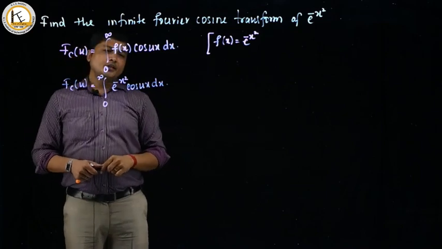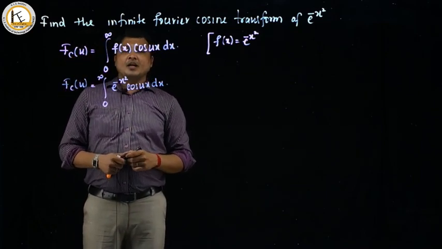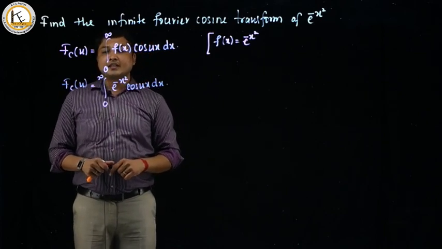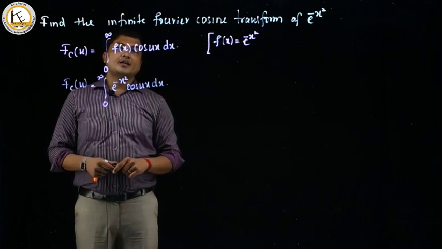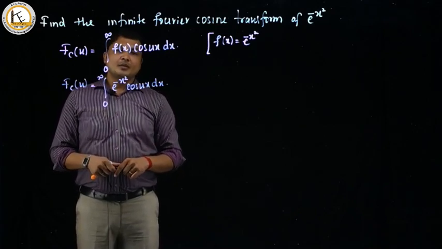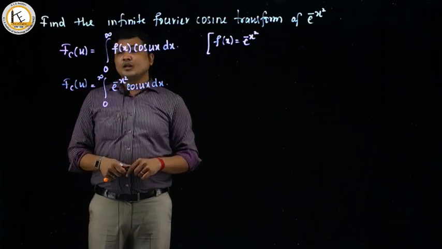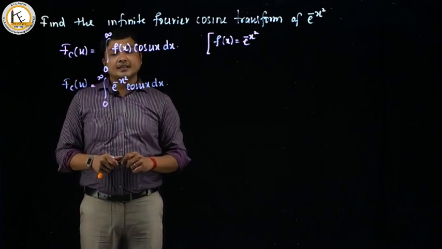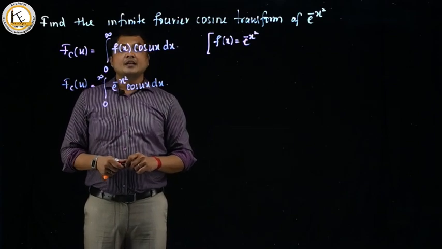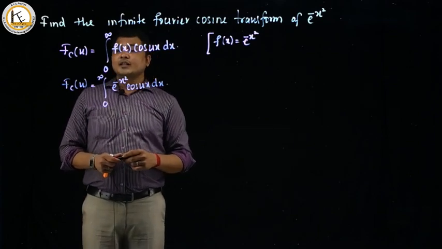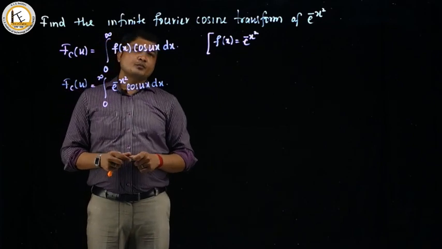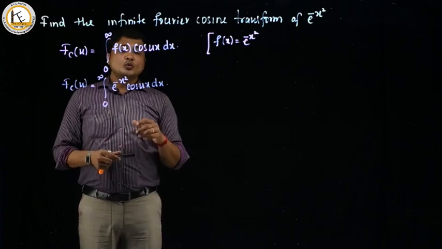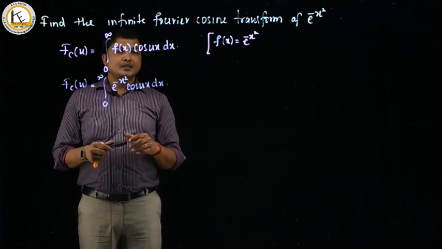Now we need to evaluate this integral, and since we know that this integral is not in the standard form, we cannot evaluate it directly by using an integral formula. Therefore, first we need to reduce this integral into the standard form so that we can easily evaluate it. So here we use the Leibniz rule. What is the Leibniz rule here? Leibniz rule is a method we use to reduce the integral into the standard form.